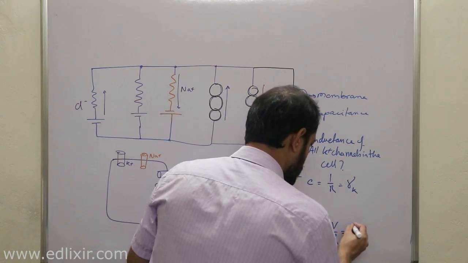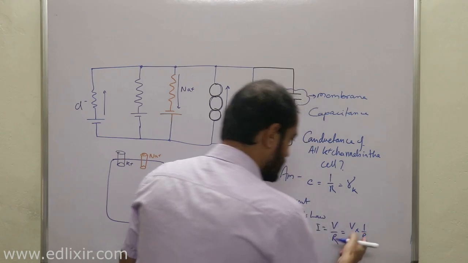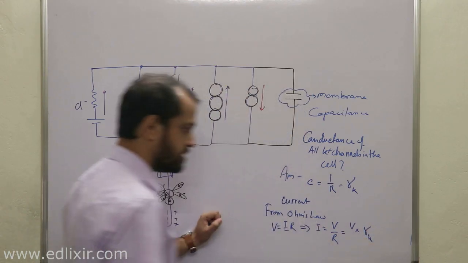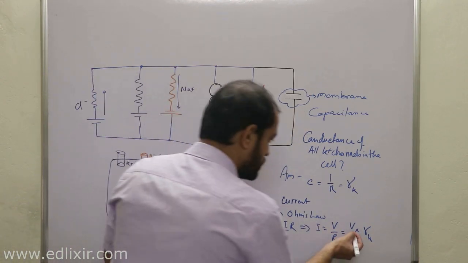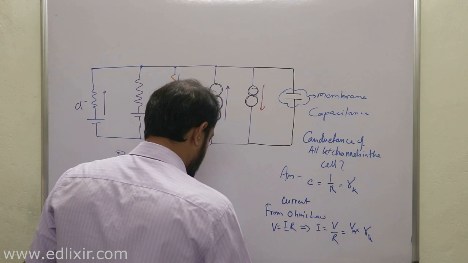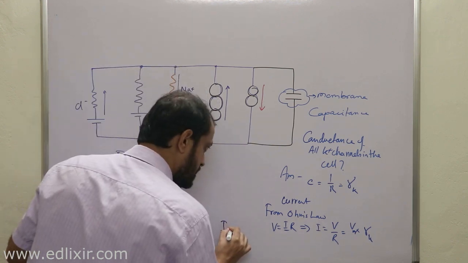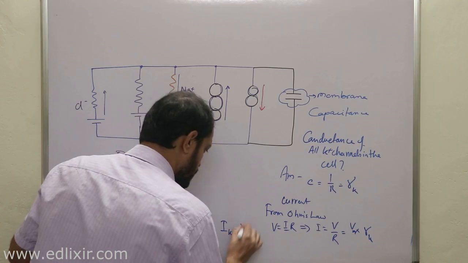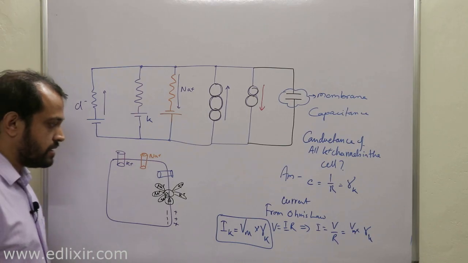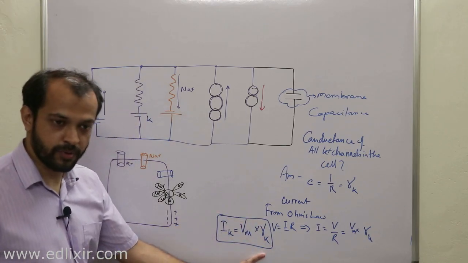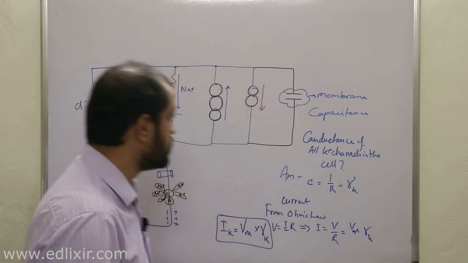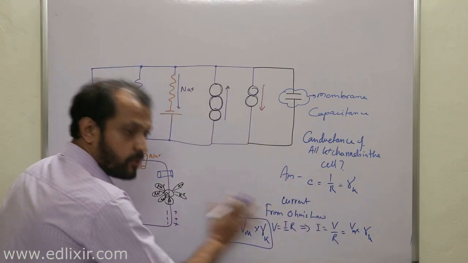Now listen, this is equal to V into 1 by R, that is gamma K, or conductance, right? V means what? Membrane voltage, right? That means the current passing through these channels we can find easily: membrane voltage into its conductance. Clear? Now, this is the current produced by one and only one channel.